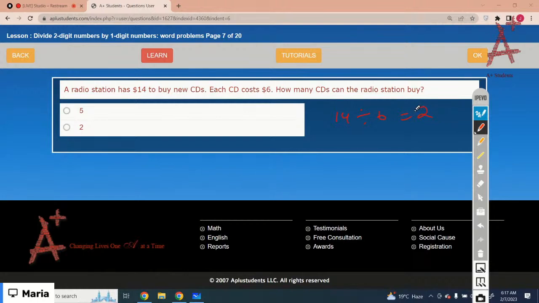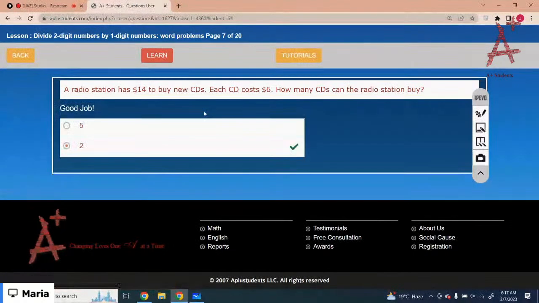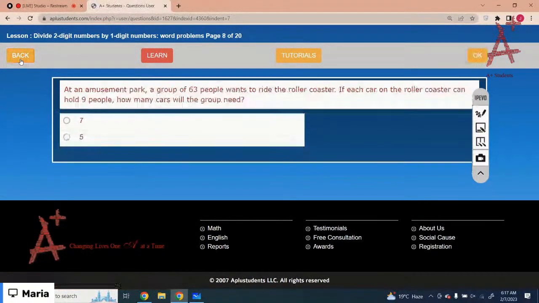2 is 14. Got it? 6 times 2 is 12 actually. So the correct option is 2. Okay, you can complete the test by yourself later today. Let's just move on to the next lesson.